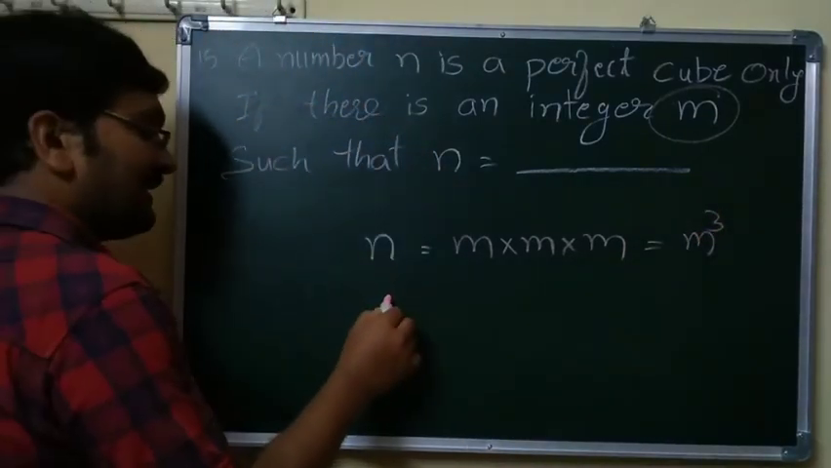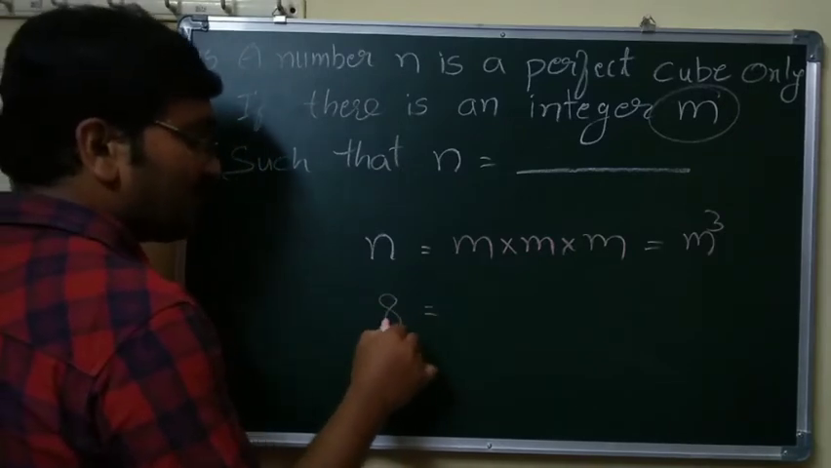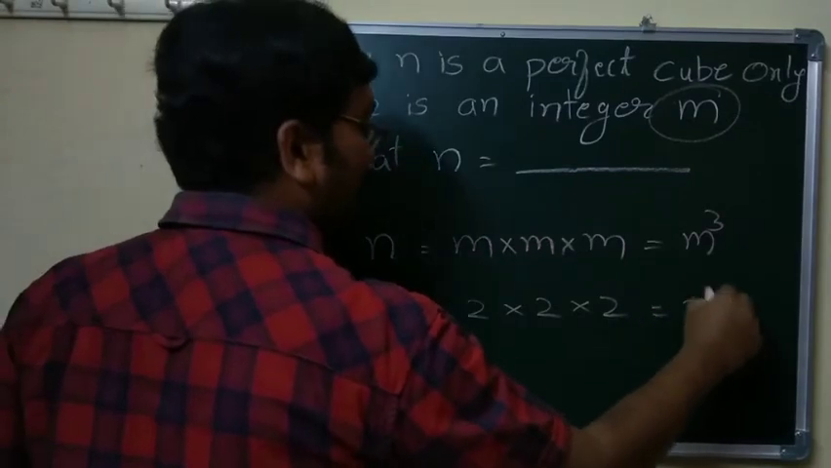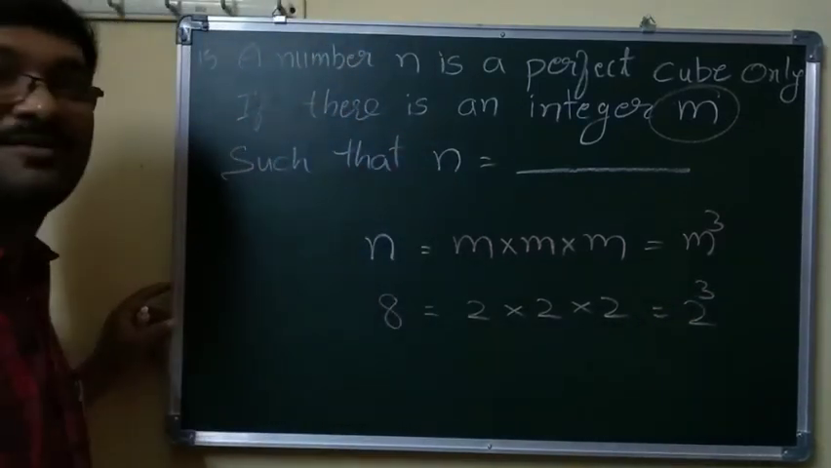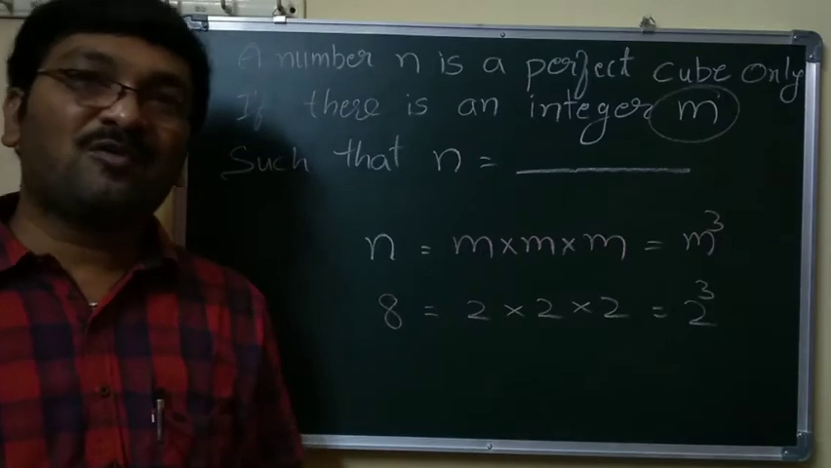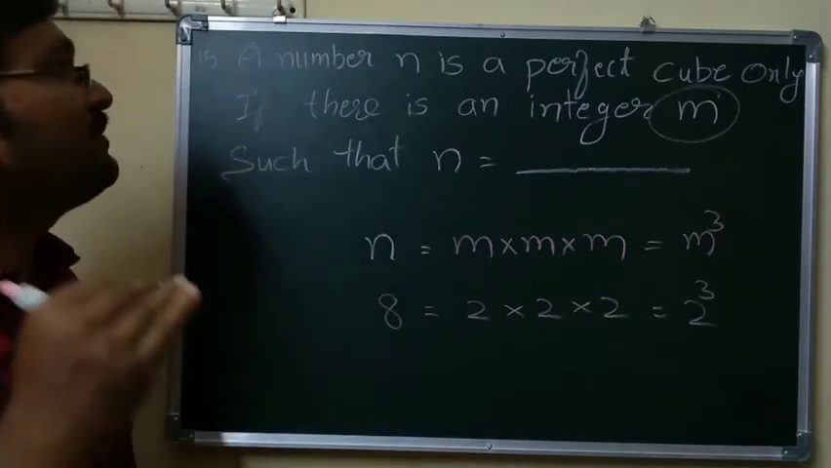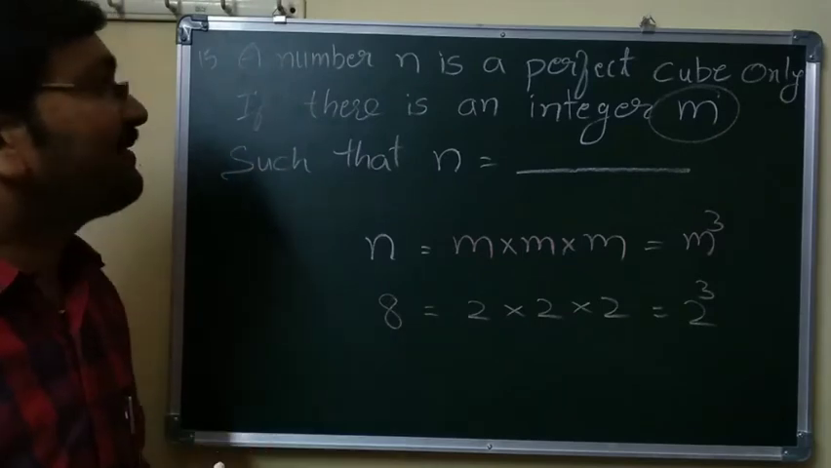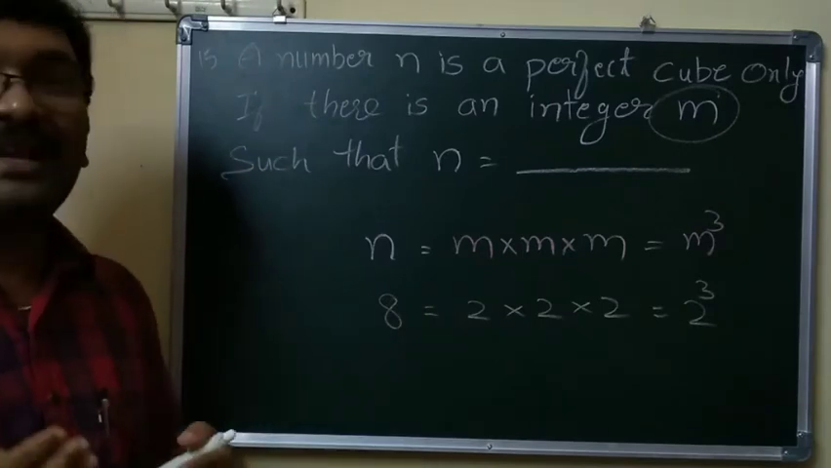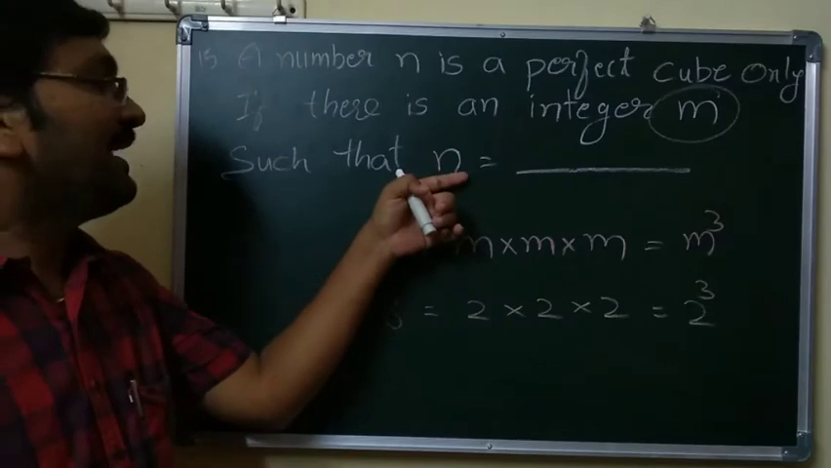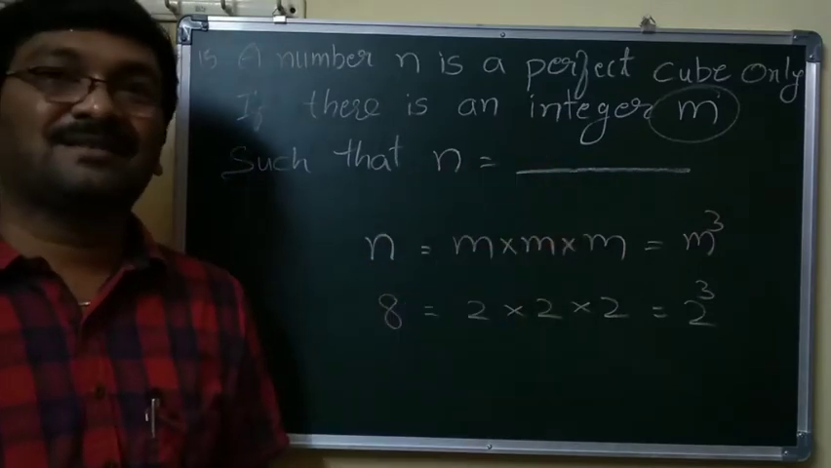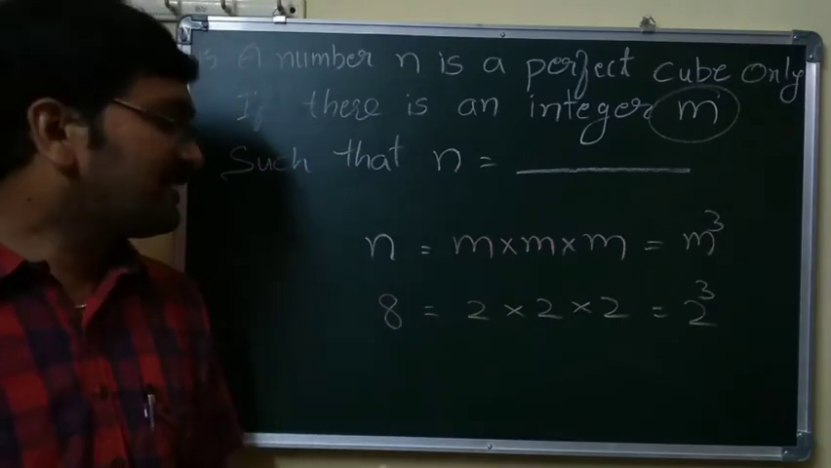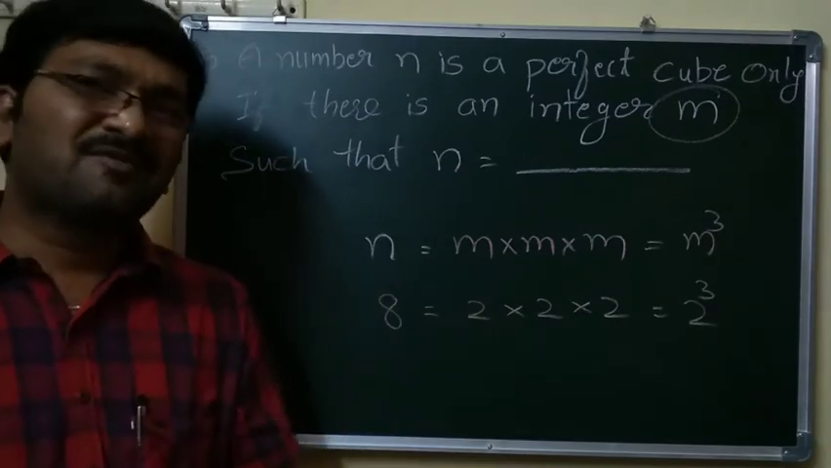Suppose I will take one example. 8, I can write as 2 into 2 into 2, that is 2 cube. They have given that in a verbal form: a number n is a perfect cube only if there is an integer m such that n equals m cube. That is simple. By the example you can write for another one also.